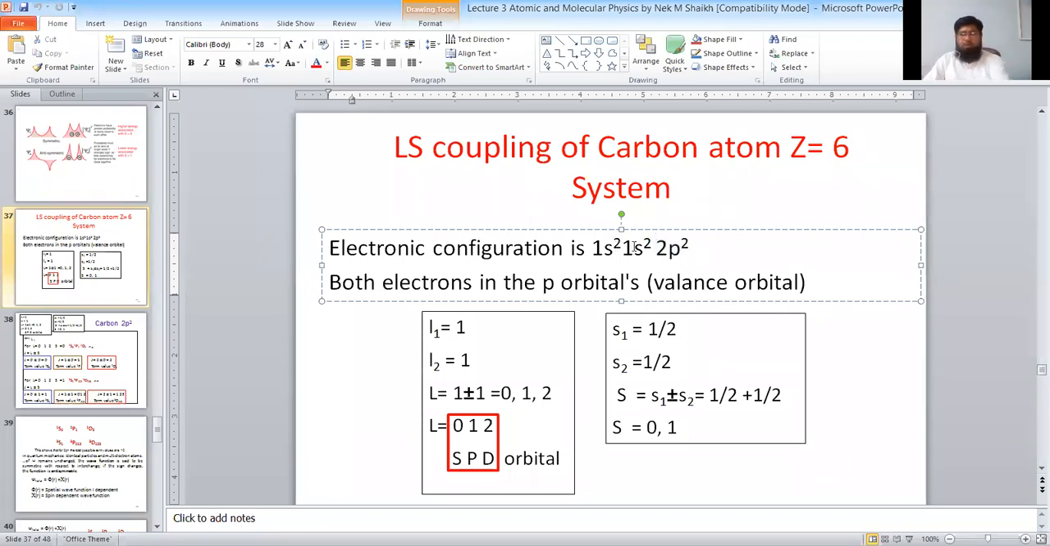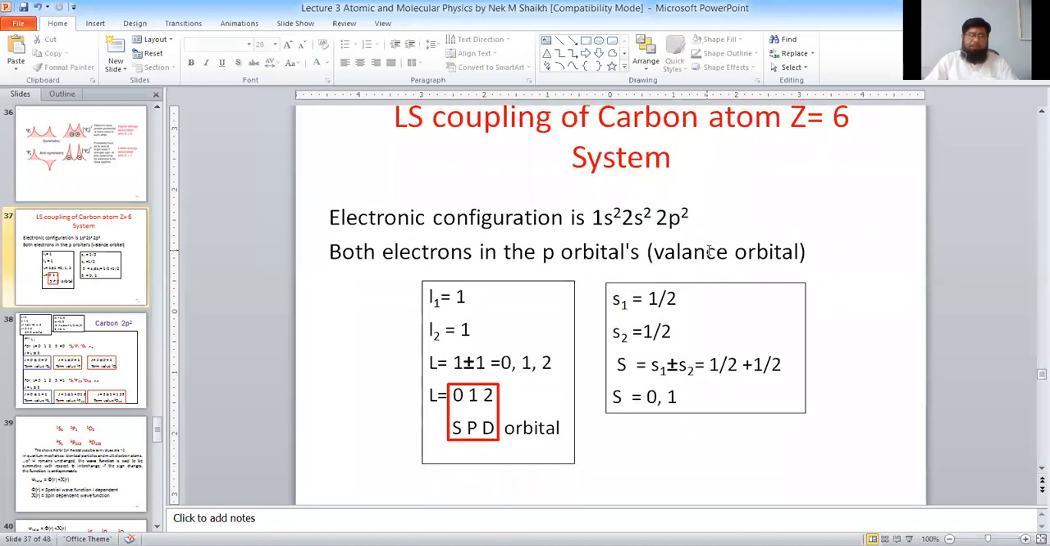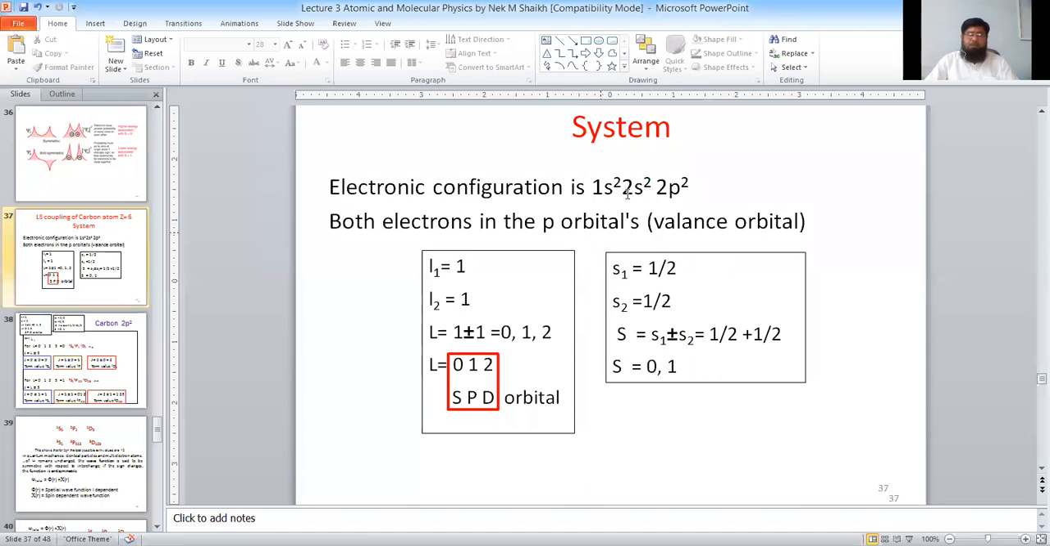2s2, so there are two electrons in the s orbital. This is again a complete orbital. The third one is 2p2. There are a maximum of 6 electrons in the p orbital, but here we have 2 electrons, so this is an incomplete orbital. So both electrons of the p orbital can interact with each other through LS coupling. In this particular case, we say that both p orbital valence electrons interact through LS coupling.